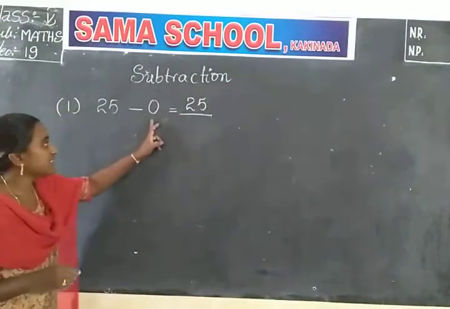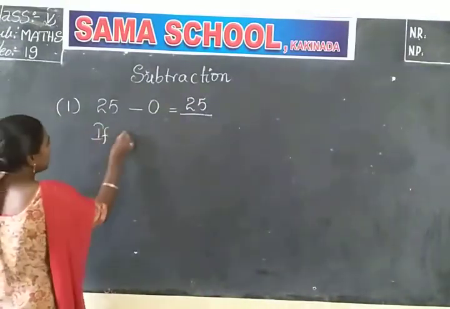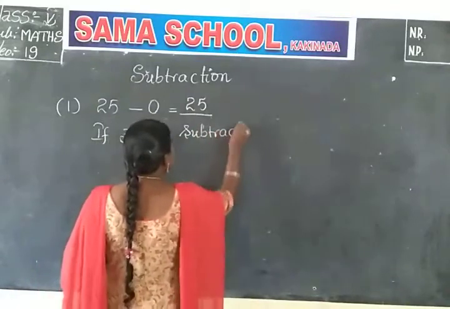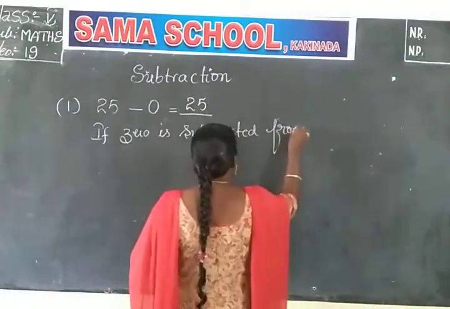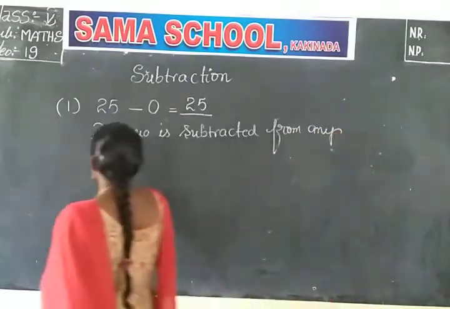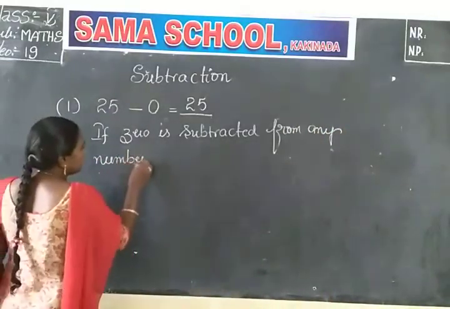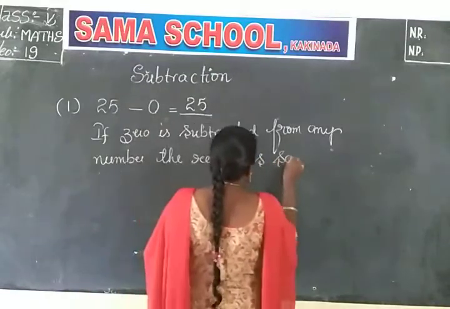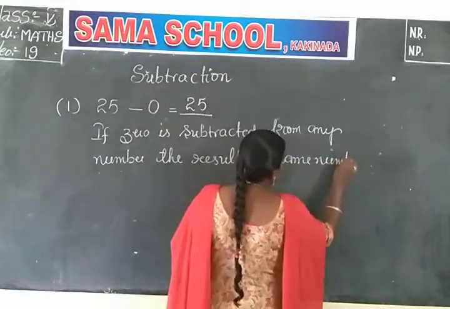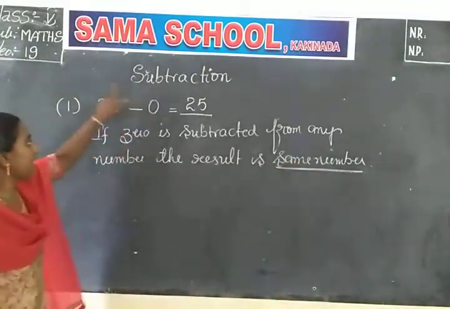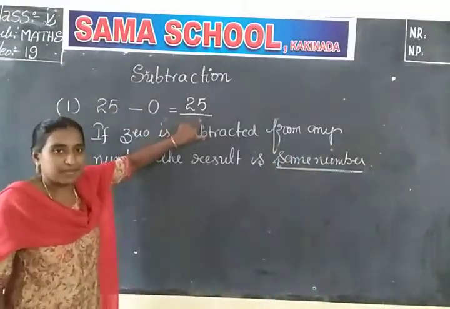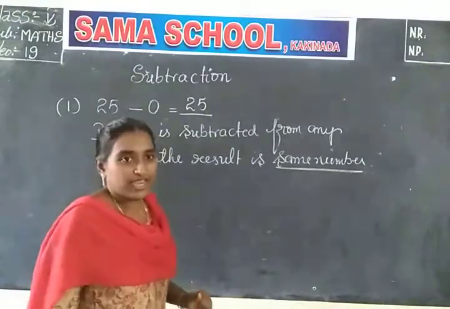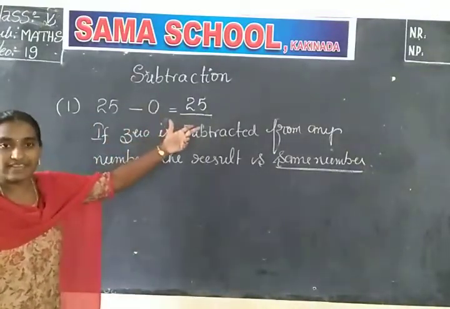Okay? If 0 is subtracted from any number, the result is the same number. Whatever number you have taken in the first place, the same number you will get here. This is the first property. Okay. 25 minus 0, you will get the same number.